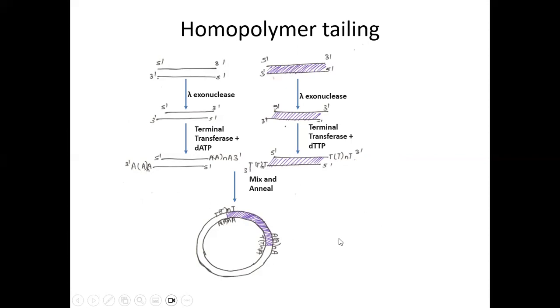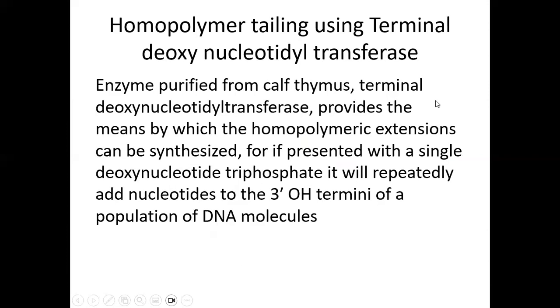The two are then mixed and annealed, followed by a ligation reaction. Since we are using different types of tails here, it will allow complementary base pairing and more chances of getting recombinants. There are some points written over here about the activity of the enzyme terminal deoxynucleotidyl transferase.